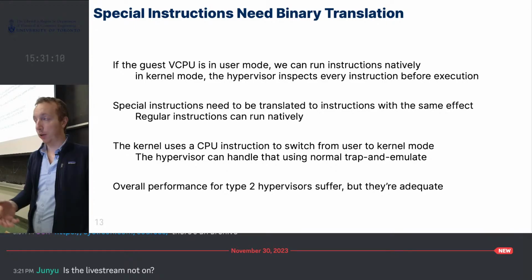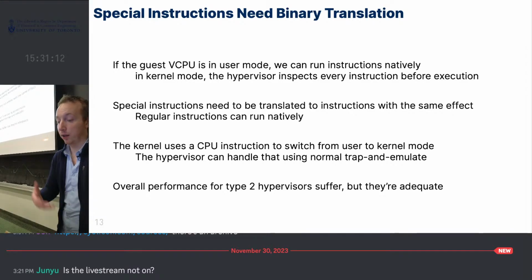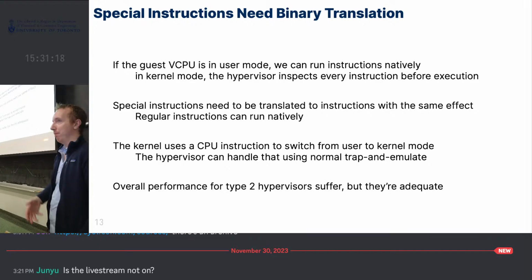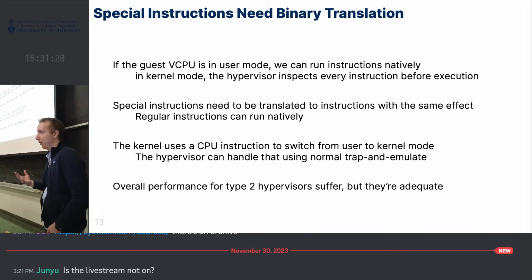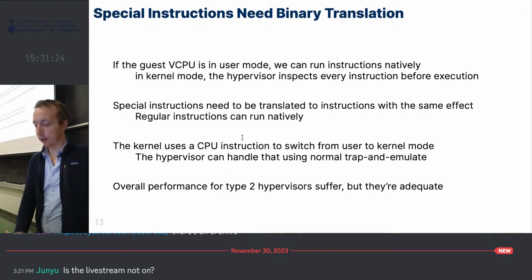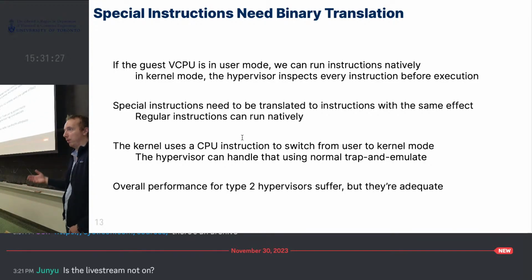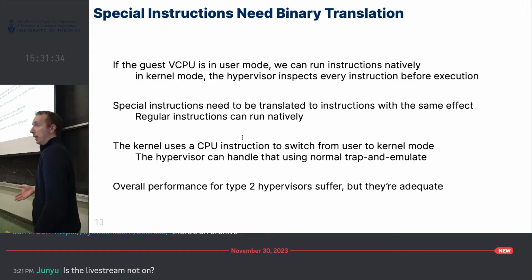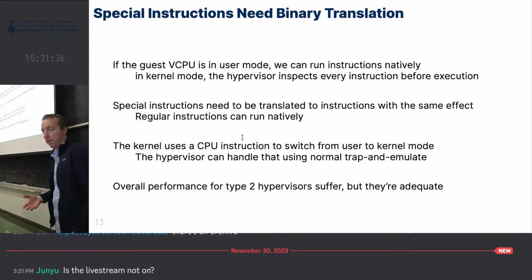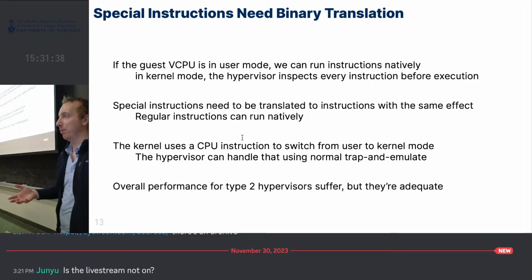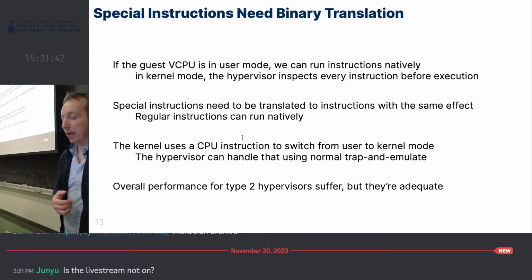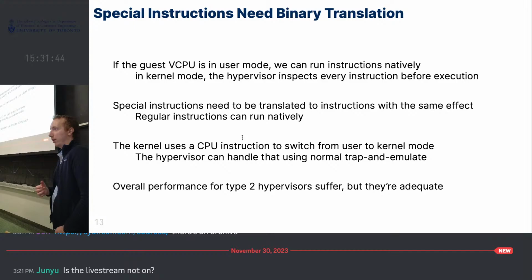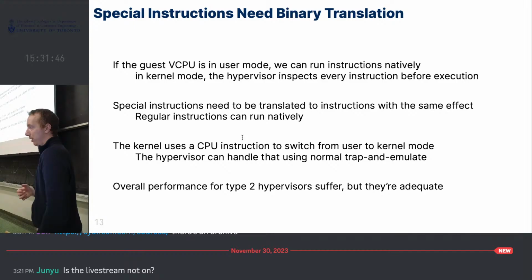So you can imagine this would also be slow. And how it can do this is, well, it knows whether or not that guest virtual machine thinks it's in kernel mode or user mode because there's a CPU instruction that switches from user mode to kernel mode. The hypervisor can handle that using trap and emulate, so it knows what mode the virtual machine actually thinks it's in. Because of this, it has to inspect all the instructions. Performance is going to suffer really bad, but in general, it kind of works if you have an overpowered machine, and it's more or less adequate.